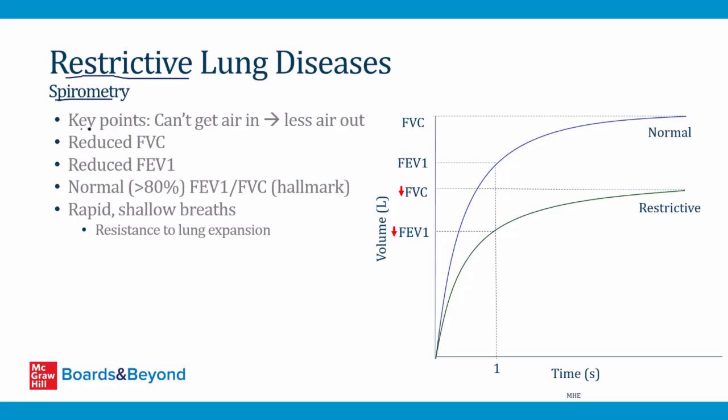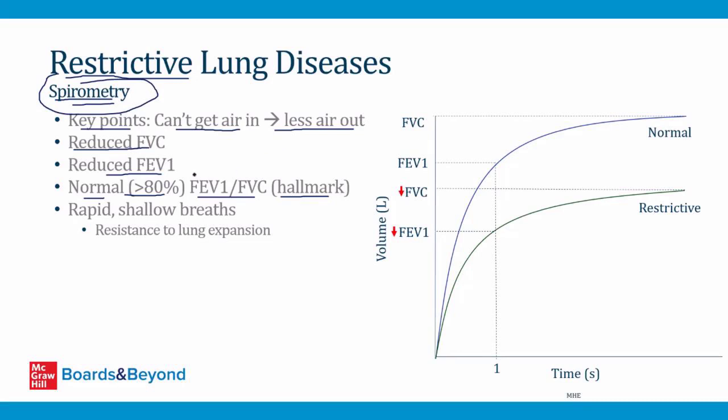First of all, the key point to remember about spirometry in restrictive lung diseases is that you can't get air into the lungs because there's some restriction to lung expansion. Therefore, when you do a spirometry test and you ask the patient to exhale forcefully, less air is going to come out compared to normal. So this means that the forced vital capacity is going to fall, the FEV1 is going to fall, but importantly, the ratio of FEV1 to FVC is going to remain above 80%, which is normal. And this is the hallmark of restrictive lung diseases by spirometry.